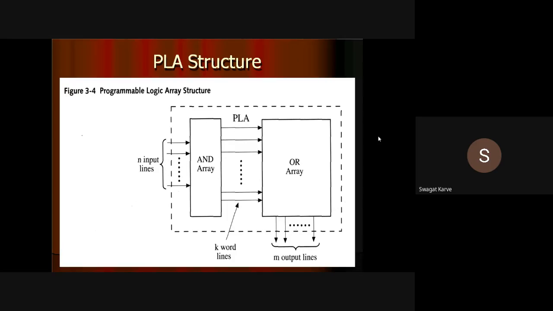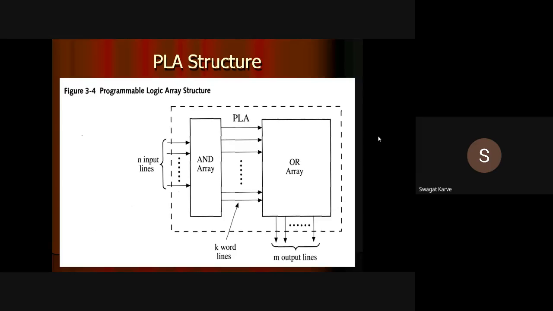आणि PLA, programmable logic array. In that case, both are programmable. That means the AND array as well as the OR array, both are programmable. PLA structure means what? In this, the AND array as well as the OR array, both are programmable, right? So this is the typical structure for a programmable logic array.